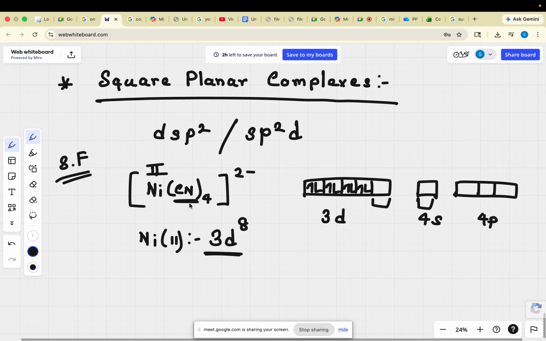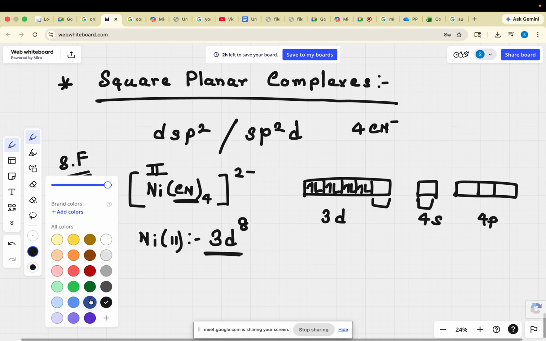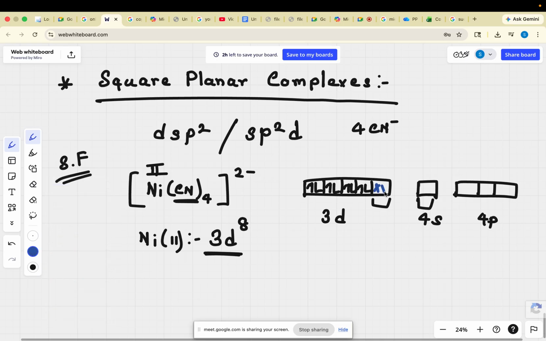Now check how many ligands you have. So you have 4 ligands, 4 cyanide minus ligands. Each cyanide minus can donate 2 electrons, right? So cyanide will donate the electrons here one pair, here one pair, and the rest of the two pairs here. So what am I getting? 1 d orbital, 1 s orbital, and 2 p orbitals. So that will become dsp2 hybridization. Okay, dsp2 hybridization.